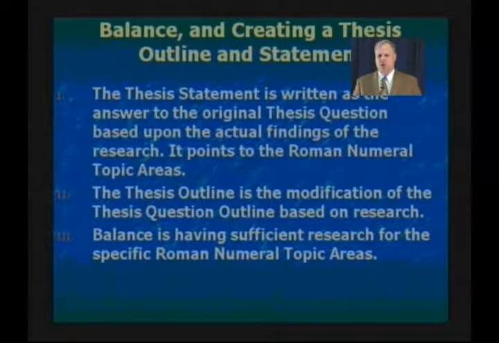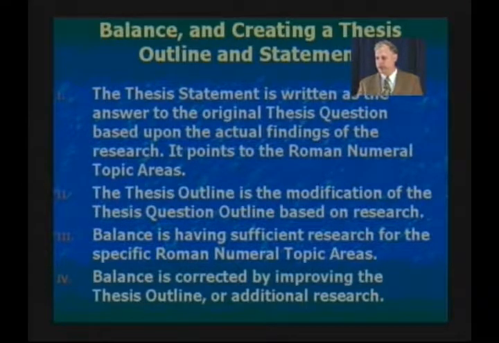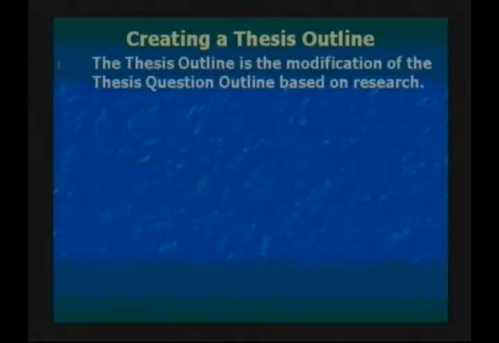Also, discussion on balance. Balance is having sufficient research for the Roman numeral topic areas, and balance is corrected by either improving the thesis outline or using additional research. We'll go into these in a little bit of detail now. Creating a thesis outline first. The thesis outline is the modification of the thesis question outline based upon your research, okay?